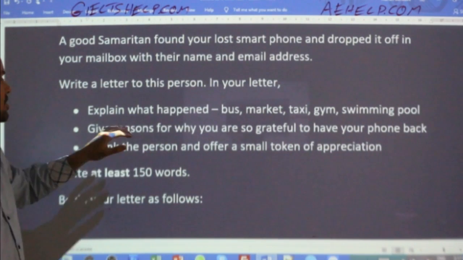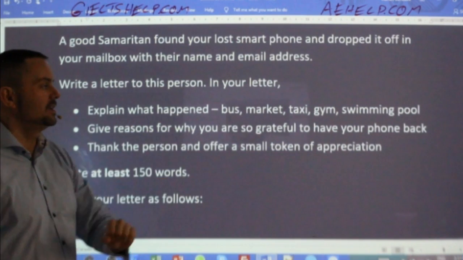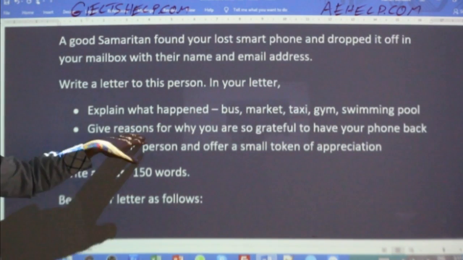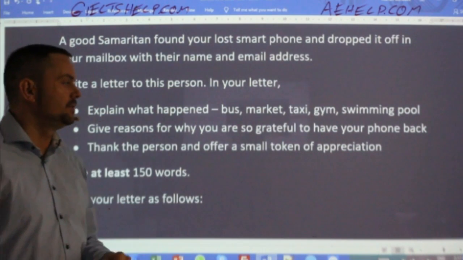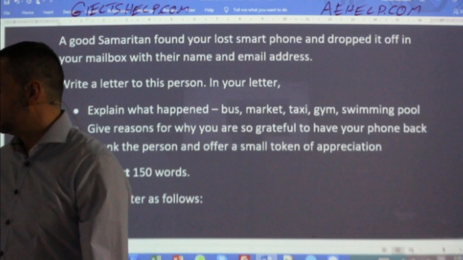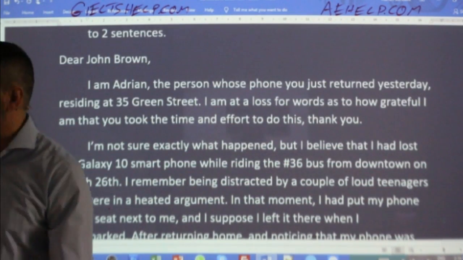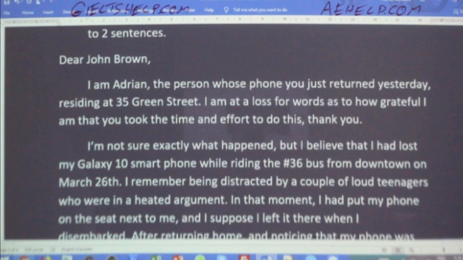In your letter, explain what happened. Okay, brainstorm that before you write. Bus, market, taxi, where did you lose it? Give reasons for why you are so grateful to have your phone back. Thank the person and offer a small token of appreciation. Here is the response. It's made up of three parts: introduction, body, conclusion. It's a narrative with good description.